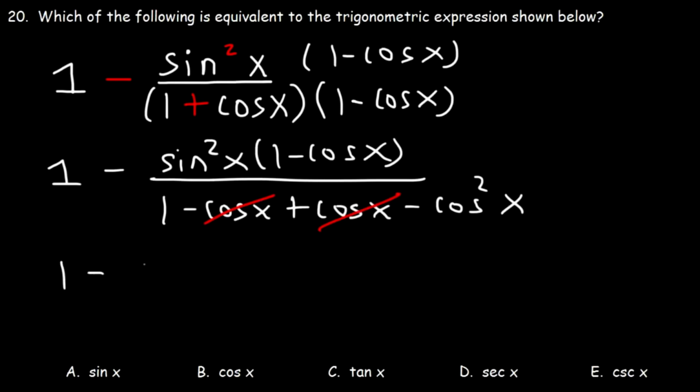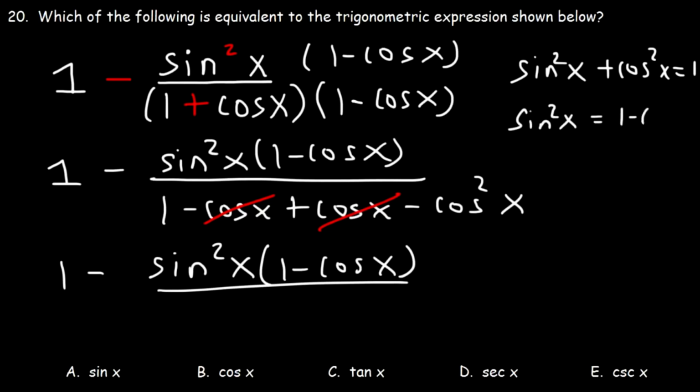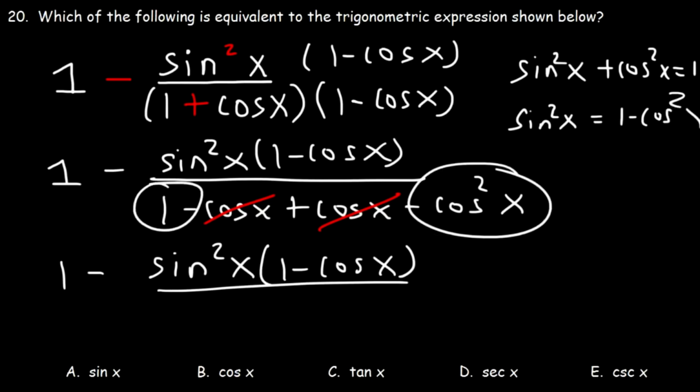So therefore, we're left with 1 minus cosine squared on the bottom. And 1 minus cosine squared is sine squared. We know that sine squared plus cosine squared is equal to 1. So if you move the cosine squared to the right side, we can see that sine squared is 1 minus cosine squared. So we're going to replace these two with sine squared.